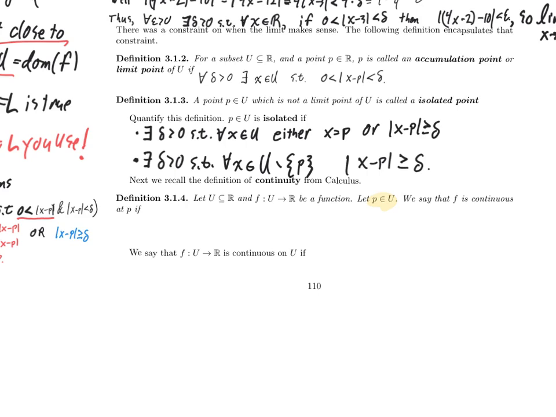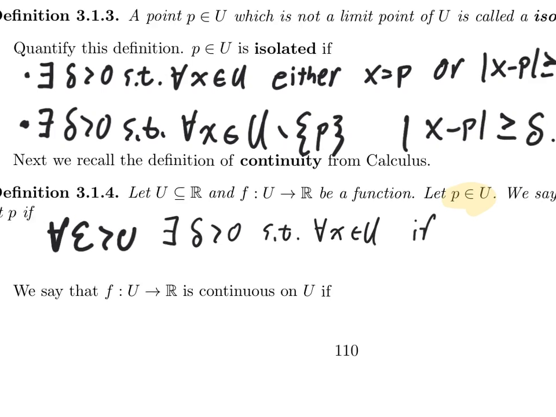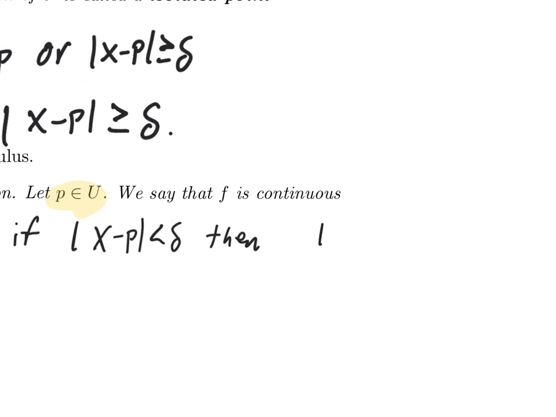I need, as x gets close to p, f of x should get close to f of p. So I say that f is continuous at p if, for all epsilon bigger than 0, there exists a delta bigger than 0, such that for all x in the domain U, if absolute value of x minus p is less than delta, then absolute value of f of x minus f of p is less than epsilon.